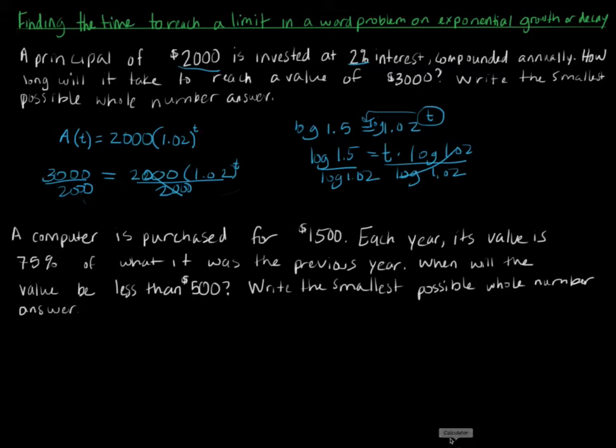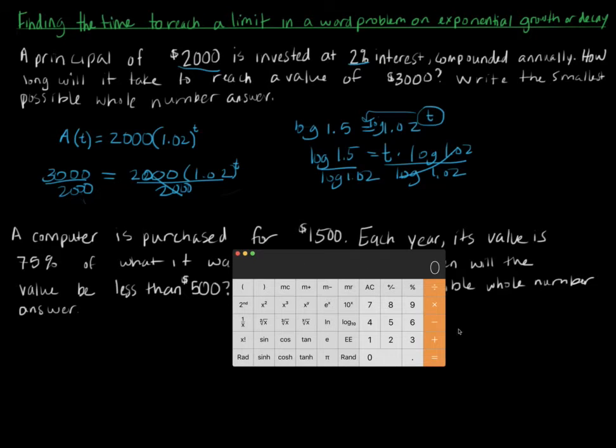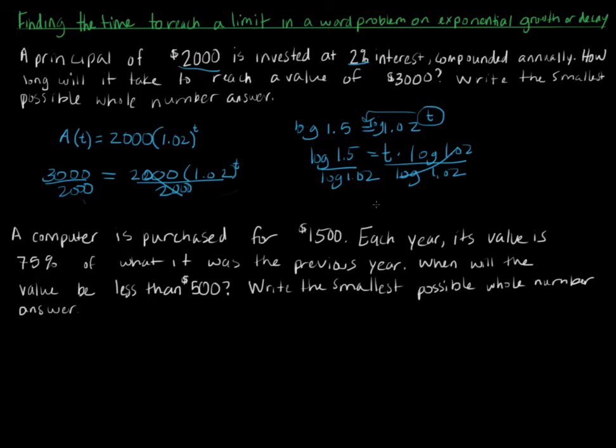So if we pull out our calculator, it wants me to put the number in first, so 1.5, the log of that, divided by 1.02, the log of that, equals 20.47 years. So t equals 20.47 years. But it says to write the smallest possible whole number answer.